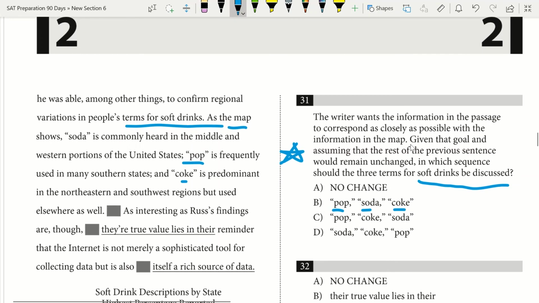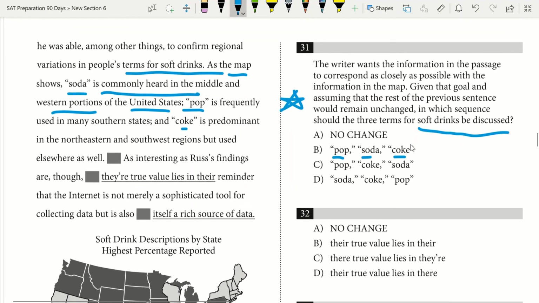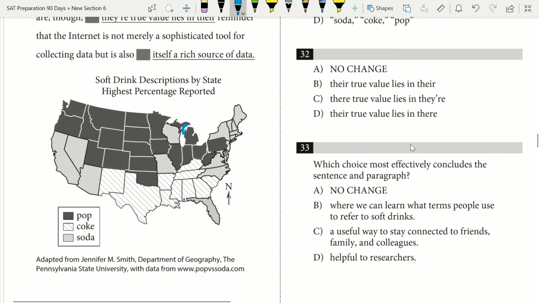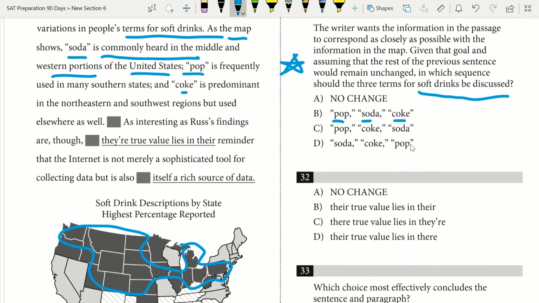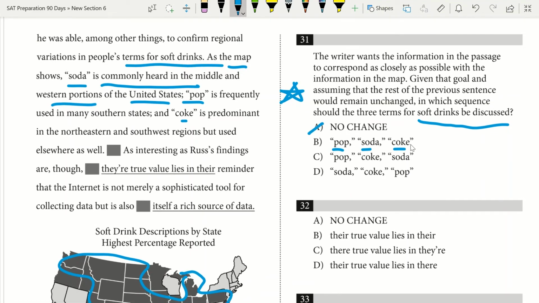As the map shows, and it's going to be either soda, Coke, or pop, is commonly heard in the middle and western portion of the United States. Okay, middle and western portion of the United States. That's going to be right around here, where this blue is. Okay, that's right around my middle and western portions. We see that they refer to that as pop. So pop needs to be my first term. So A is wrong because that says soda, and D is wrong because that says soda, and I need pop as my first term.